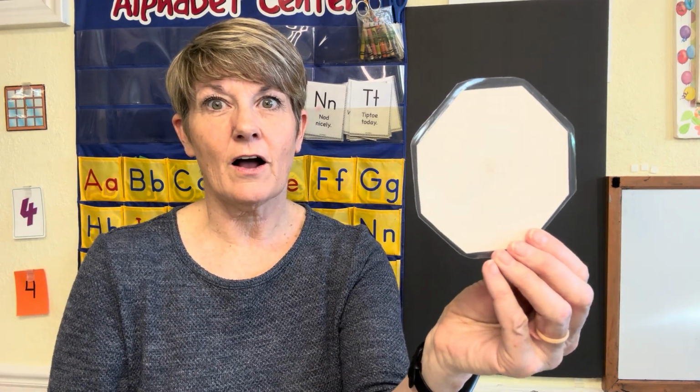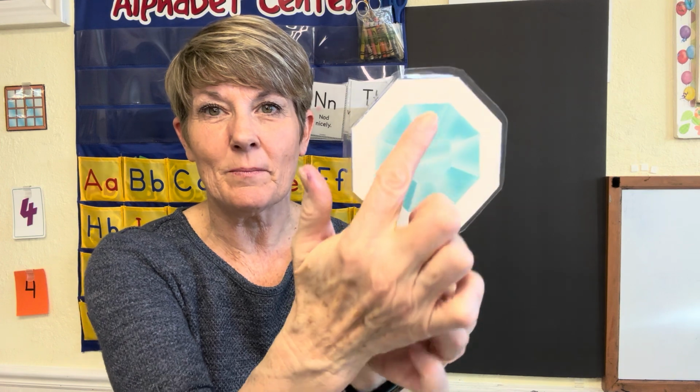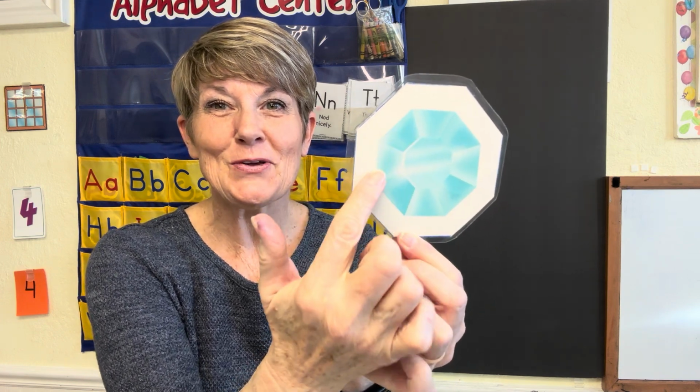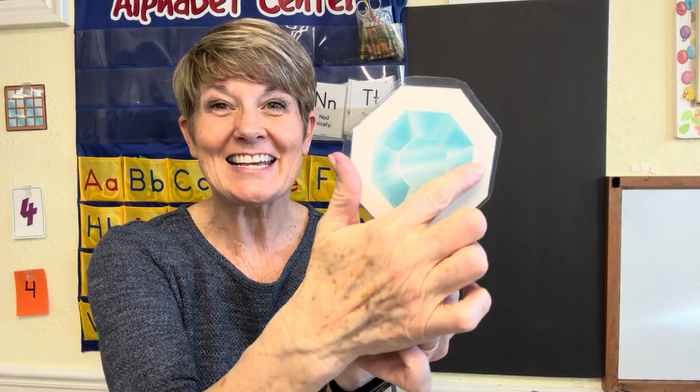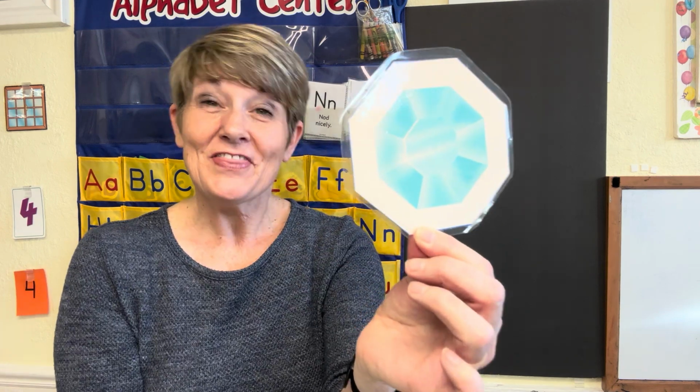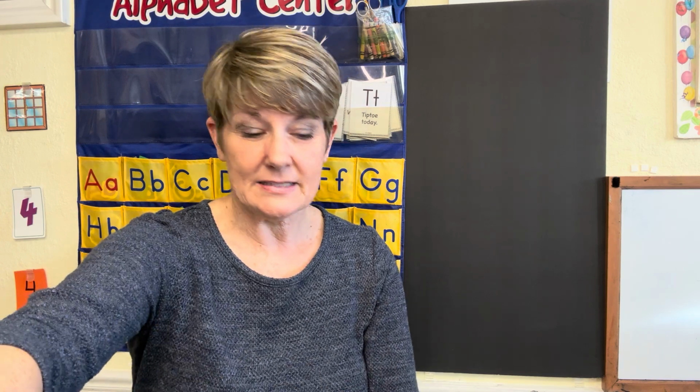Oh, look at all those sides. Let's count them. 1, 2, 3, 4, 5, 6, 7, 8. There's an octagon. Good job. Perfect. Okay, I'm going to set that octagon right over here in case we need it for later.